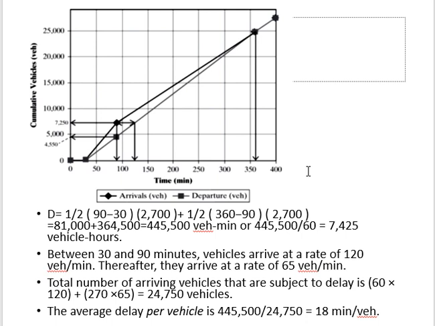Okay, this is what now? This is total delay. You can see it's a very large number, 445,000 and something. It happened because of demand going over capacity for 60 minutes, right? It happened for 60 minutes, and it caused this much delay for everybody.